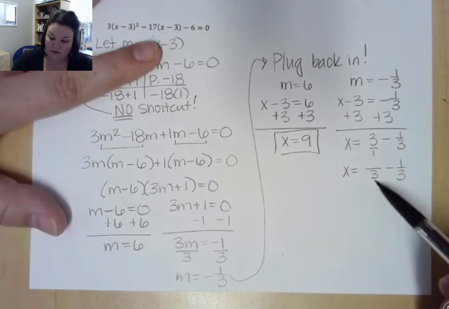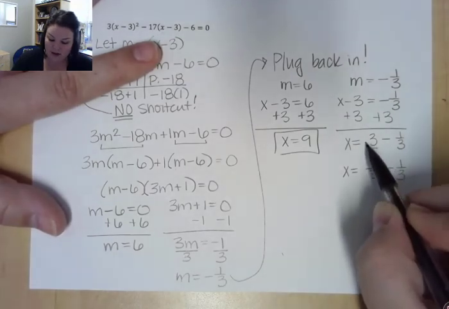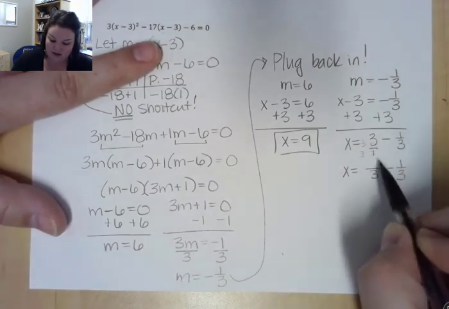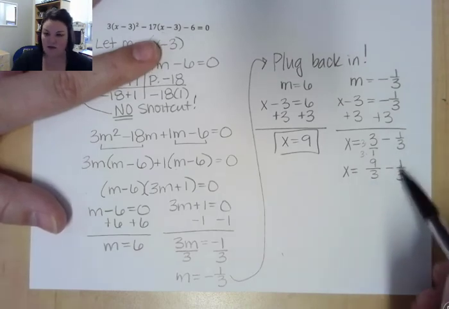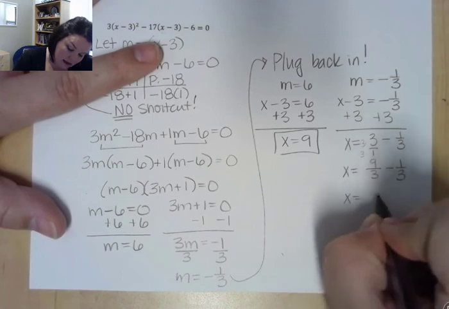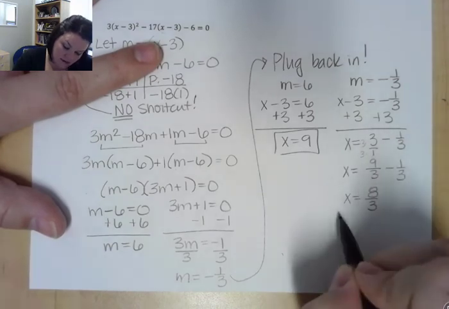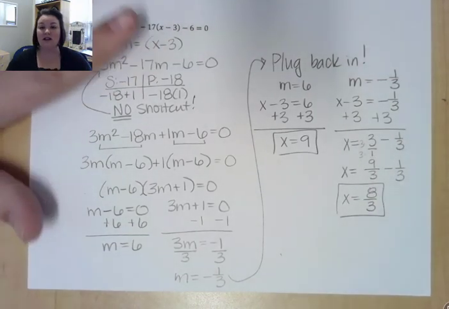In order to get a 3 on the bottom here, I need to multiply on top and bottom by 3. So that will give me 9/3. Okay, so 9/3 minus 1/3 gives me 8/3. And we just leave it like that.